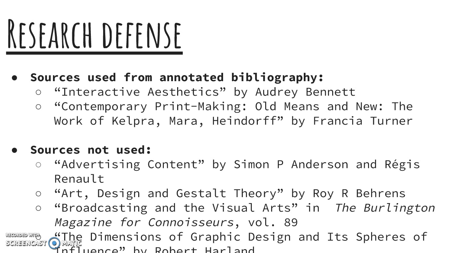I was able to cite her to make my paper stronger because she talked about how graphic designers think about how the audience will perceive their work. I chose to use Turner's article because it focused on printmaking, which was another section in my paper. He mentioned a few different ways that printmaking was done, which allowed me to talk about the ways that he did mention. And down here are the other 4 sources that I ended up not using in my paper from my annotated bibliography: the advertising content, art design and gestalt theory, broadcasting and the visual arts, and then of course the dimensions of graphic design.